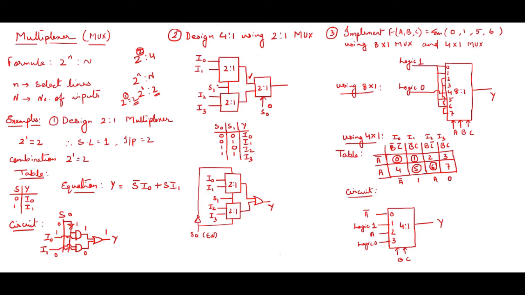So when S1 becomes 0, it will be selecting this one as well as this one, I mean to say I0 as well as I2. But which is coming in the output? I0. Why? Because this S0 is selecting the first line, it is not selecting this line. So I'll get I0 over here. In the second case, S1 will become 1. That means it will select I1 and I3, but what will come in the output? I1. Why? Because S0 is remaining constant. Then what happens? This becomes 1.